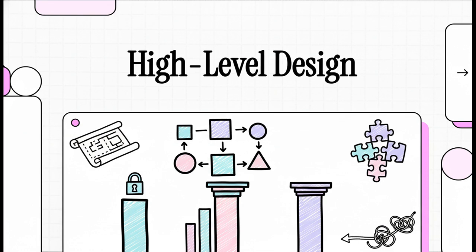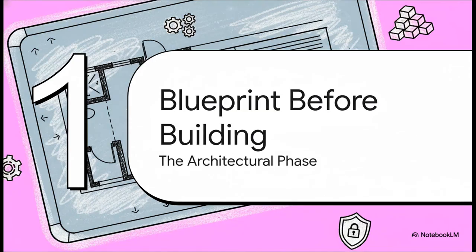First up, let's talk about when this all happens. The most important work actually begins way before anyone writes a single line of code. This is the architectural phase. This is where we lay the groundwork for literally everything that comes after.